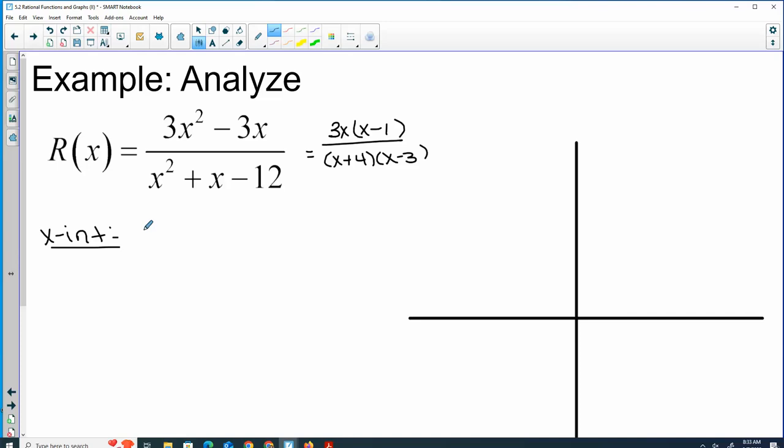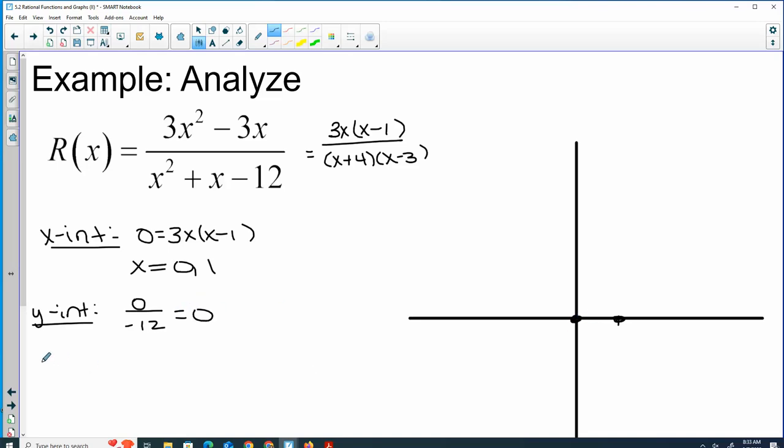So x-intercepts, it's when y equals 0, or really just when the top of the fraction is 0. So if we set those to 0, we get 0 and 1. So we put our x-intercepts at 0 and 1. Y-intercept, if you put in 0 for all your x's, you can do it in the original or the factors, you'll get the same thing. If I do it in the original, 0 minus 0 is 0, over 0 plus 0 minus 12, 0 divided by negative 12 is 0. So we just have that one.